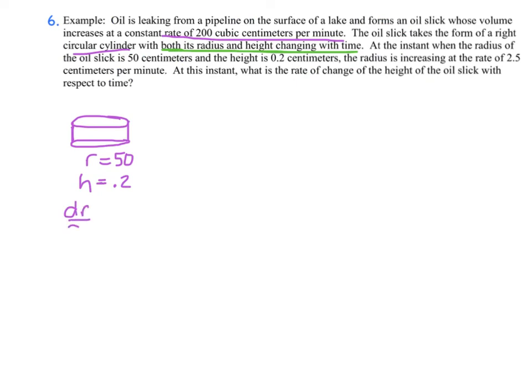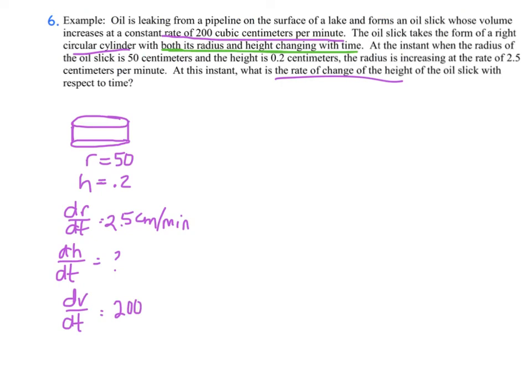The radius is increasing at a rate of 2.5 centimeters per minute, so dr/dt is 2.5 centimeters per minute. And at this instant, what is the rate of change of the height? So what they're looking for is dh/dt. And go back in the problem, what else did they give us? If you look at the very beginning, they gave you the dV/dt, and it was increasing, so it's positive 200 centimeters cubed per minute.